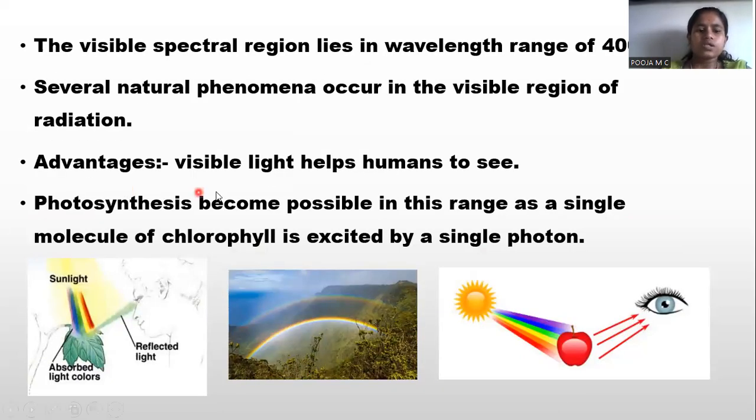Advantages of the visible region are that visible light helps humans to see. Photosynthesis becomes possible in this range, as a single molecule of chlorophyll is excited by a single photon. Here we can see the formation of a rainbow is due to visible region light.